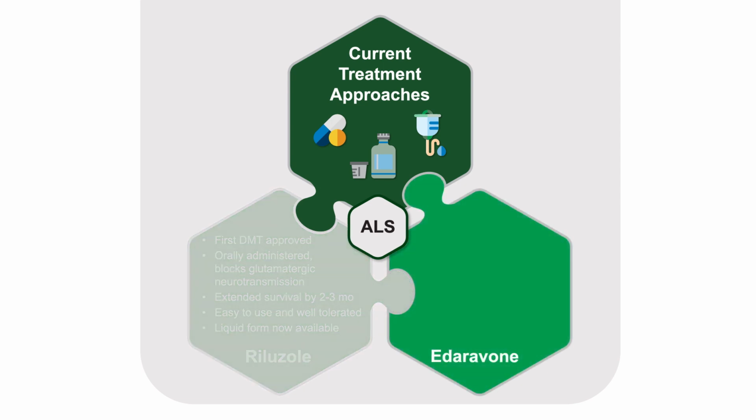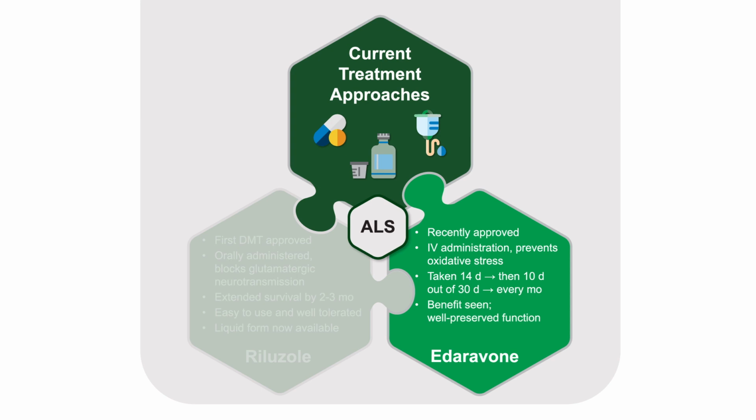More recently, edaravone was approved for the treatment of ALS in the United States. It's administered intravenously. In the first month, it's given 14 days in a row, and then 10 days out of every 30 every month after that for the rest of the patient's life.